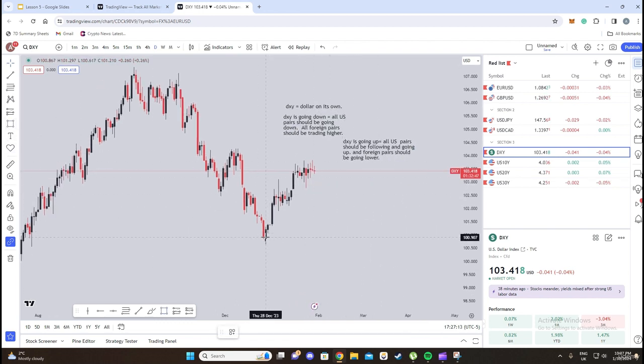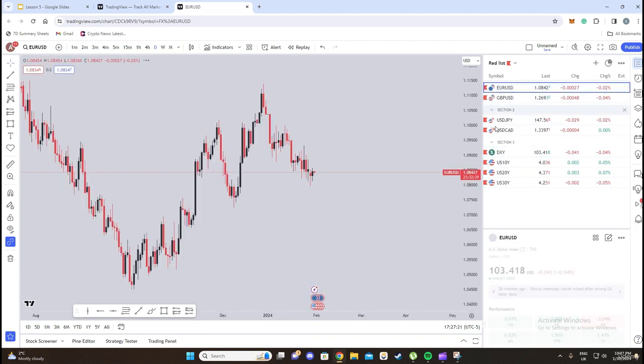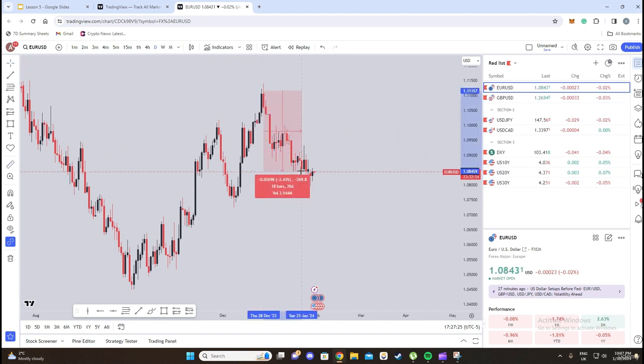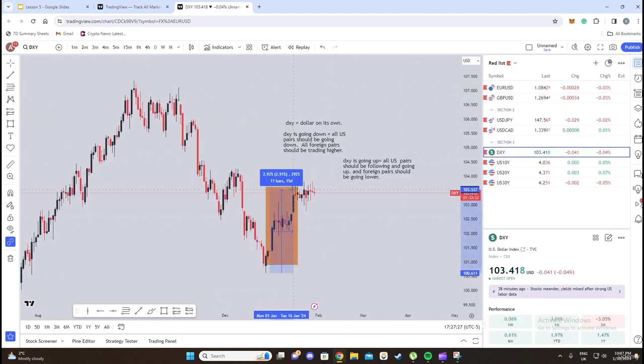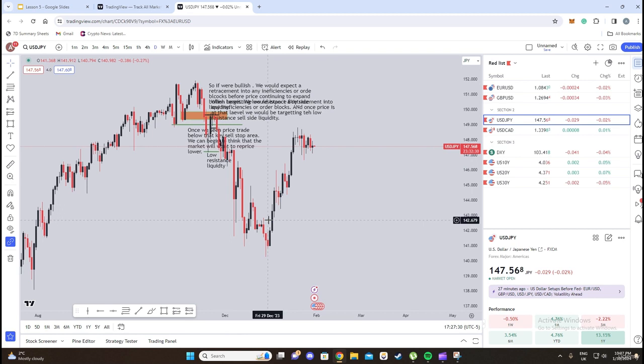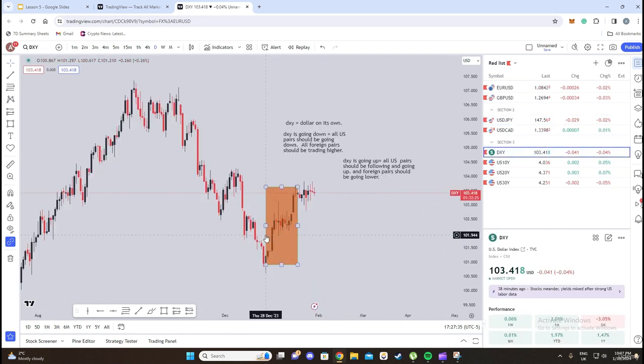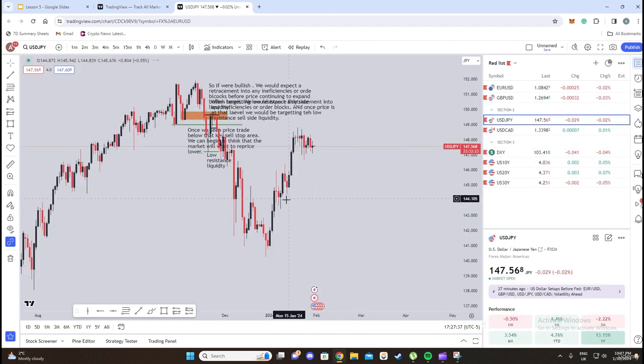So look at this. 28 December till 17 Jan. Let's go to Euro. 28 December till 17 Jan, price went lower, and here price went higher. Let's go USD JPY. Where is it? What was it? I forgot this, man. Yeah, 28 December till 17 Jan. USD JPY, look at this. 28 December is here till 17 Jan, which is over here. So you can see there's correlation in the marketplace.